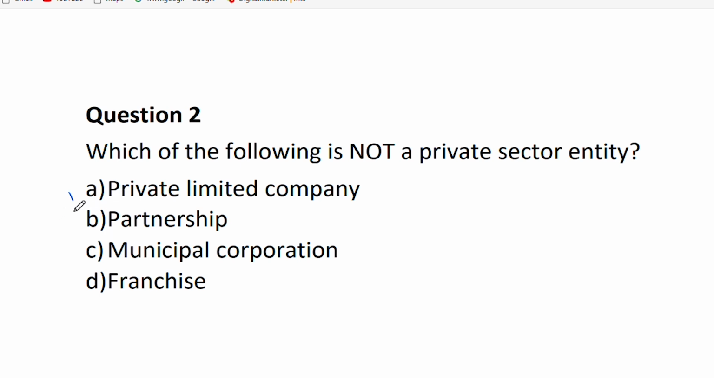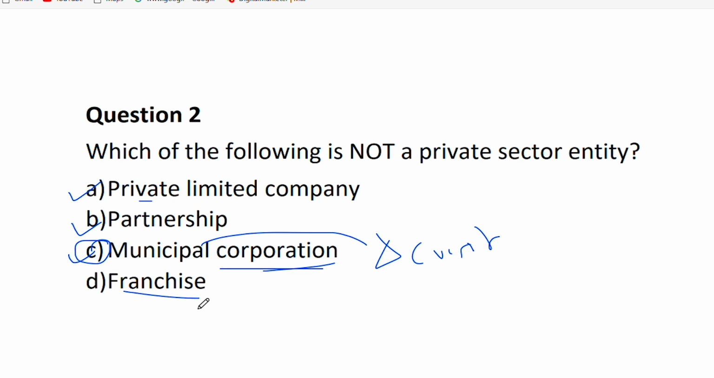Well, a private limited company, it is. Partnership, still private. Municipal corporation, you see, municipal or county, depending on how you call it in your country. Like in mine, they just call them county. They used to be municipal. So nowadays, county council used to be municipal council. But so these ones are not private. They are public. So the answer is C.